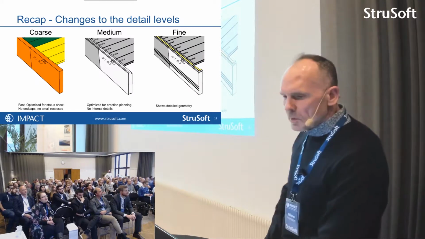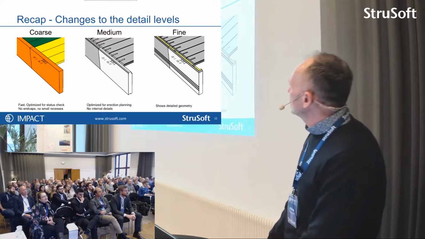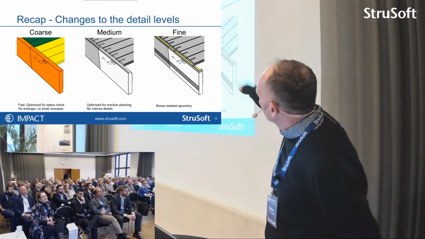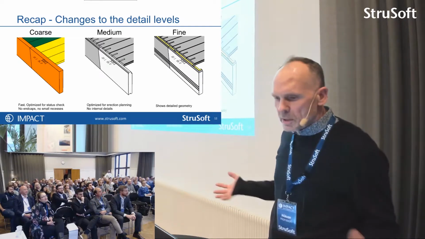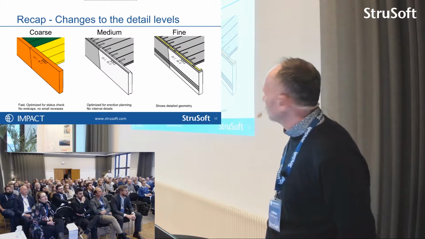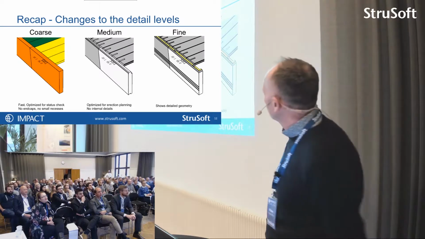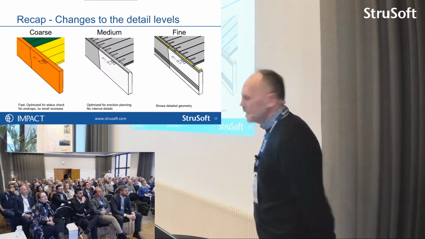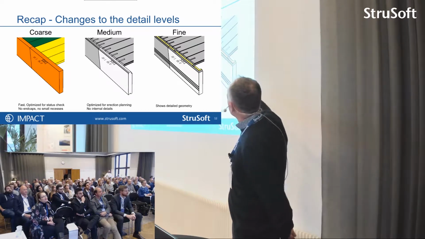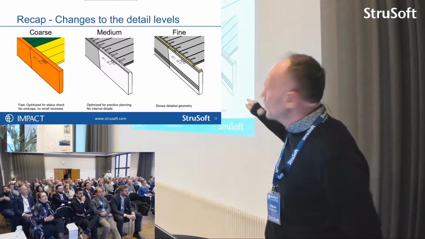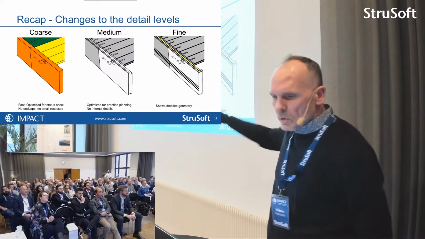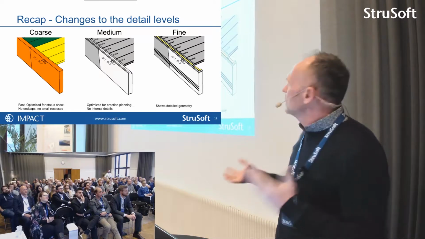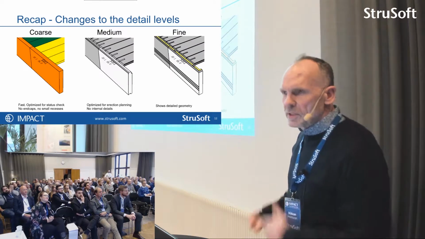Medium is optimized for erection planning, so there is no internal detailing like cores and panels, but you will see the support and the connections. And the fine has a full detailed geometry. And another thing is if you have a color outer panel in this sandwich element, in medium and coarse it will show the whole element with the outer panel color, so you easily can check the facade colors.